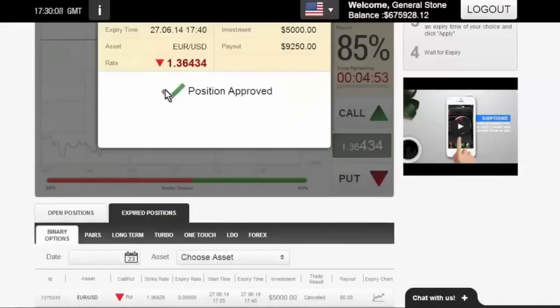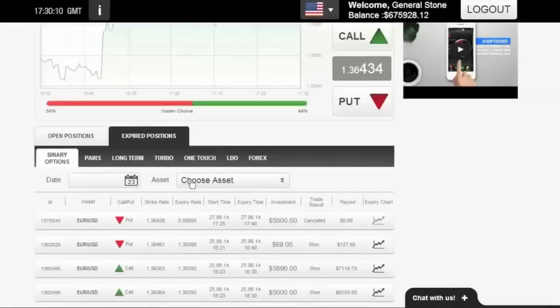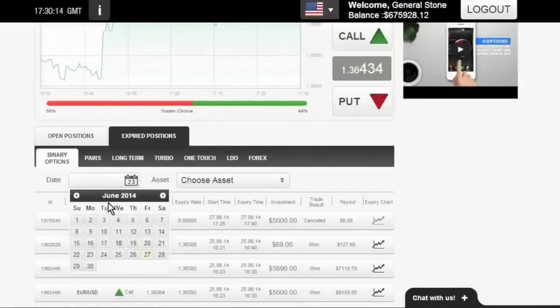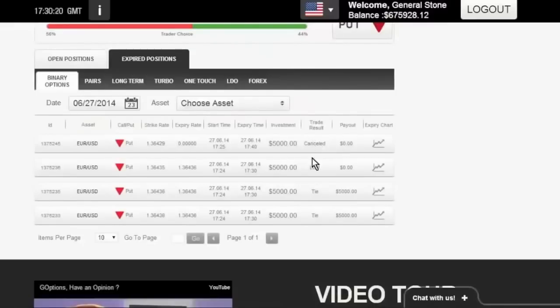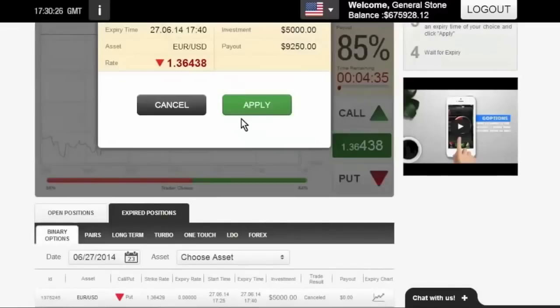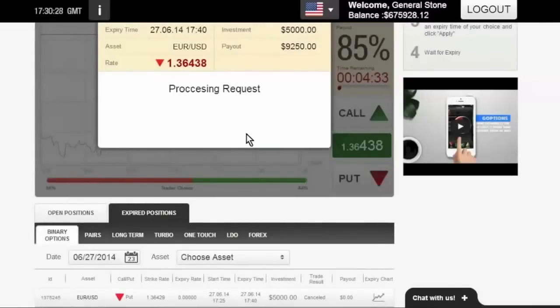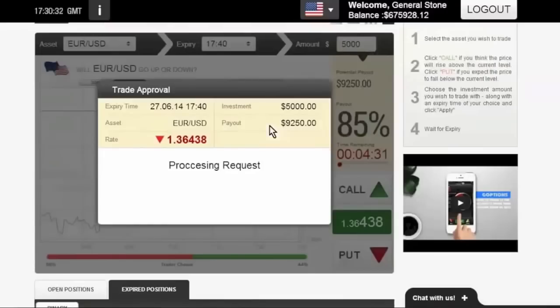434 I've now got. So the last couple of positions, just waiting for it to refresh itself there. See, today's the 27th. Cancelled, lost, and a tie. So tie and a loss. So I actually ended up losing 5k on that first trade there, as the price spiked up in the last moments. But that's not going to put me off my rhythm.